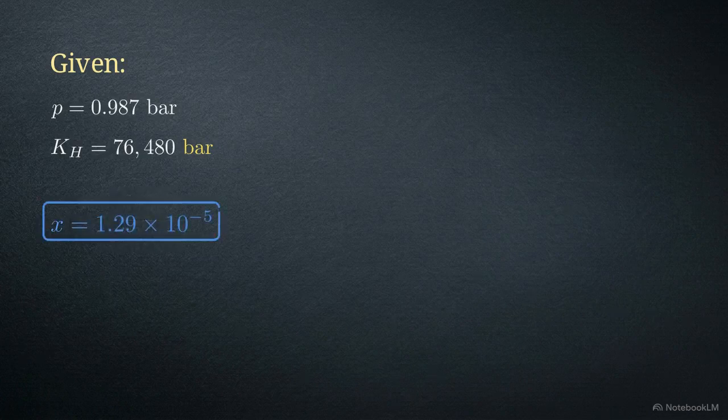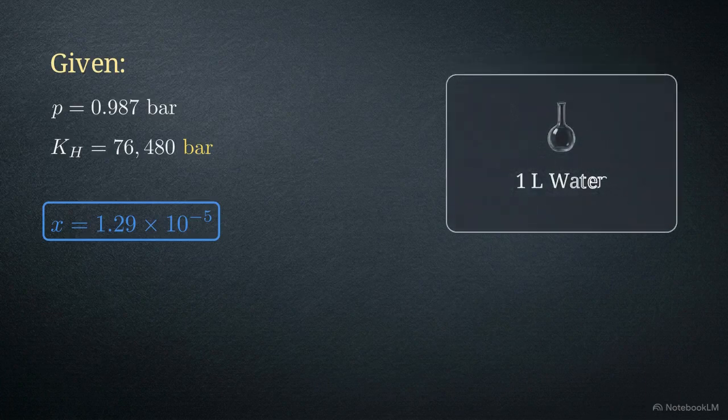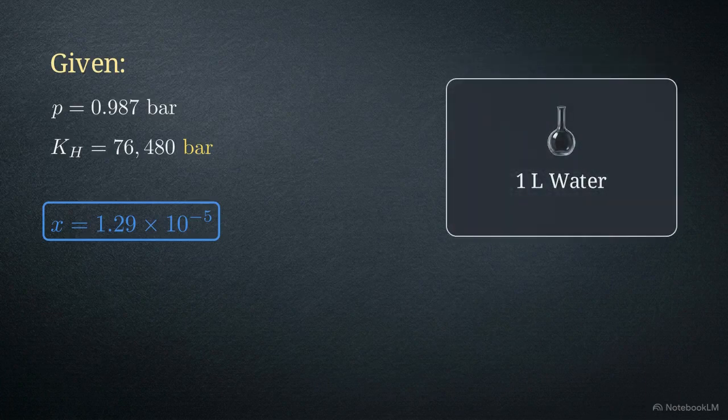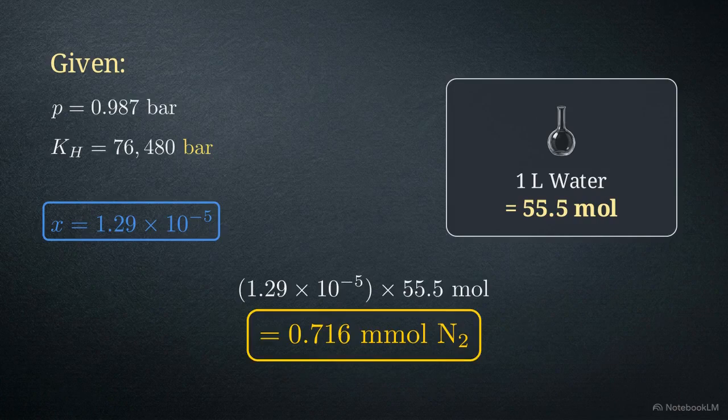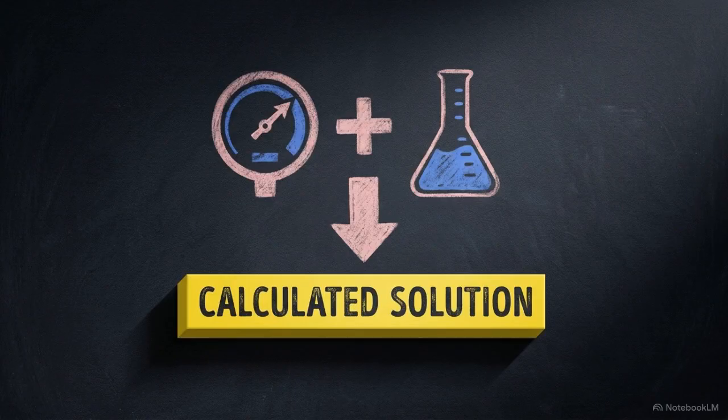To find the amount of gas in a 1 liter volume, we must account for the moles of the solvent itself. 1 liter of water contains exactly 55.5 moles. Multiplying the mole fraction by 55.5 results in the final quantity, 0.716 millimoles of dissolved nitrogen. Solving these problems requires combining the direct proportionality of Henry's law with the molar constants of the solvent to reach the final dissolved amount.